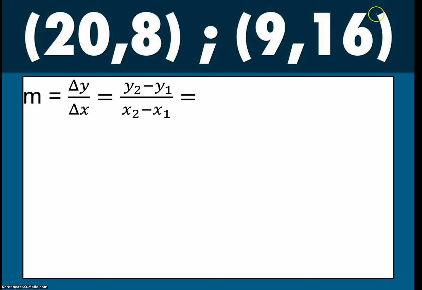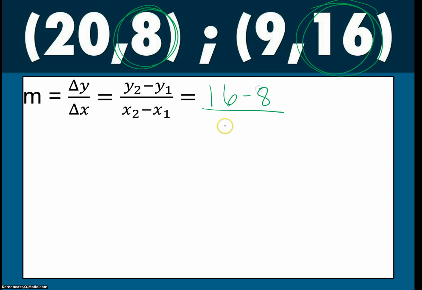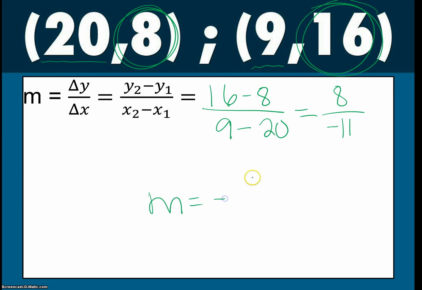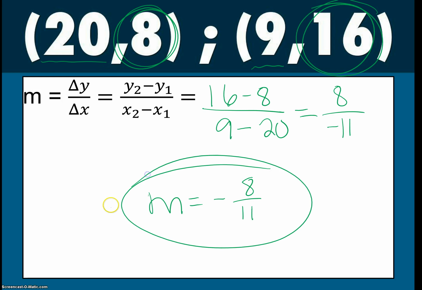Next example, you have your y values, 16 and 8. So I'm going to start with 16 and subtract 8 over 9 minus 20. So when you do 16 subtract 8, you get 8, and 9 minus 20, same sign, keep and add, different sign, subtract. You get negative 11, and you can't reduce that anymore, so your slope is negative 8/11. And the negative sign can go next to the 8 or to the 11, or out in front like I have it.